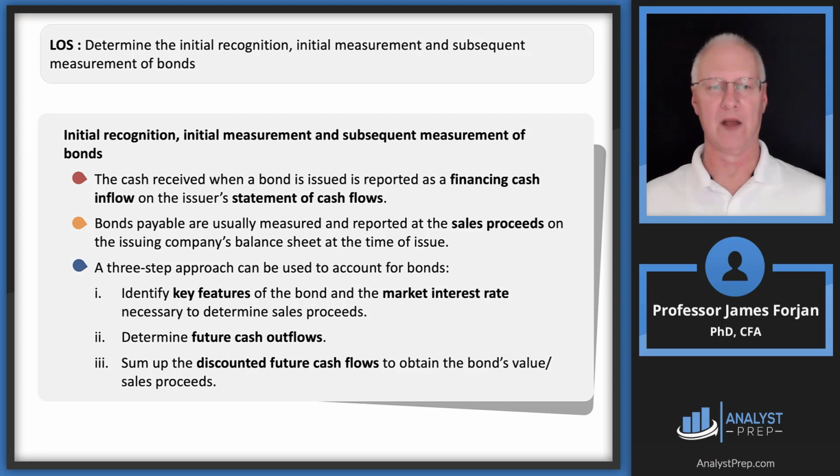So how are we going to account for these? We need to identify the key features of the bond. That's the coupon rate, the time to maturity, and the yield to maturity. And the reading emphasizes the terminology, the market interest rate. So we're going to determine those future cash outflows, and then we're going to discount those future cash flows, and that's going to give us the bond's value and probably give us a good indication of what those bond sales proceeds might be. So let me go ahead and repeat this because this is super important for the rest of level 1, level 2, level 3.